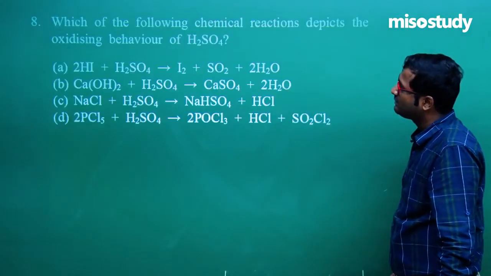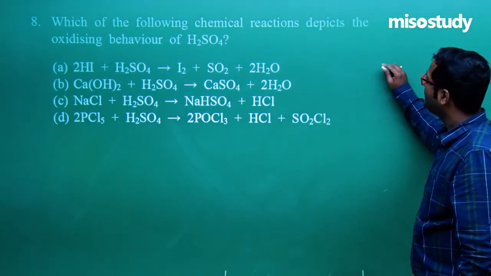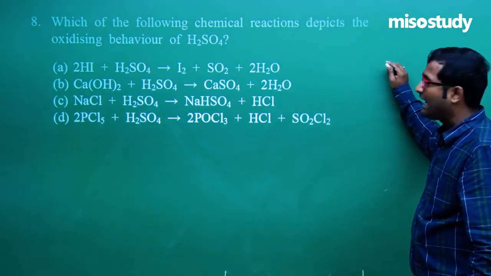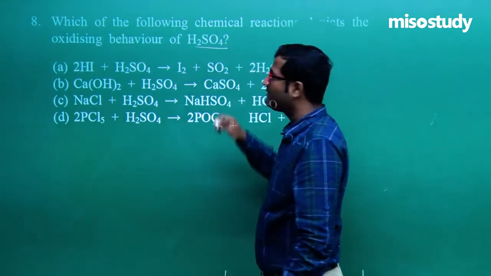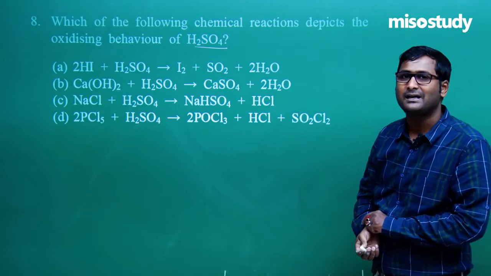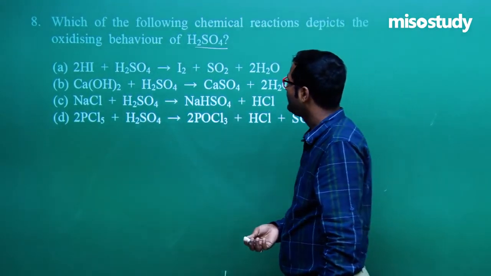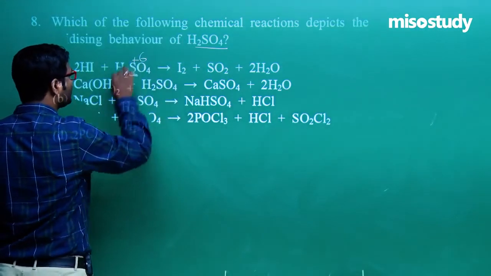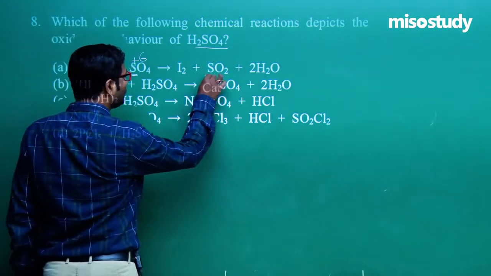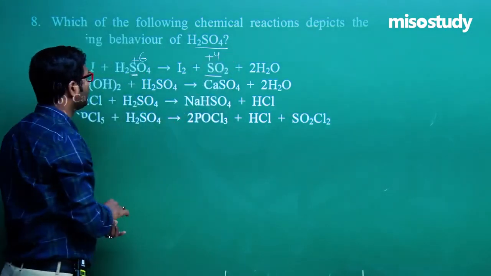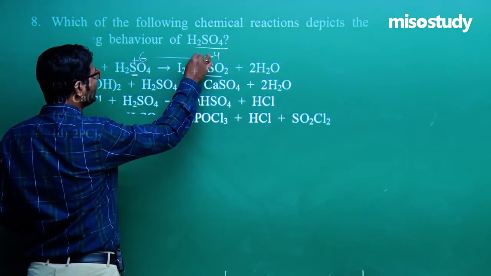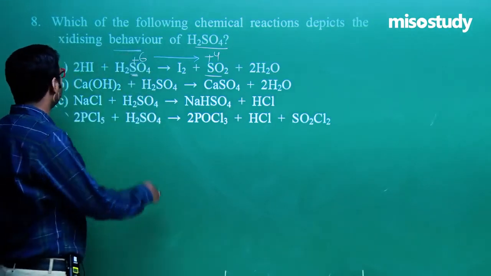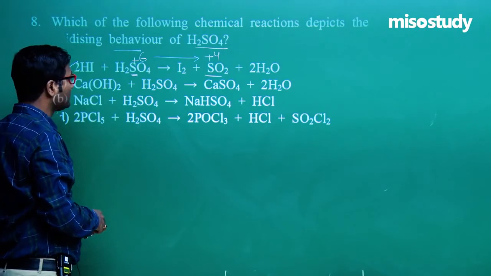The next question is question number 8. Look at which of the following chemical reactions gives the oxidizing behavior of H2SO4. As we know, if there is oxidizing behavior, then certainly there is a decrement in oxidation state. Now check out the first option, H2SO4. Look here, sulfur is in +6 oxidation state and it is converted to SO2. Here sulfur is in +4 oxidation state. If there is a decrement in oxidation state from +6 to +4, then we say that it shows the oxidizing behavior. So the first option is correct. Now check out the other options.